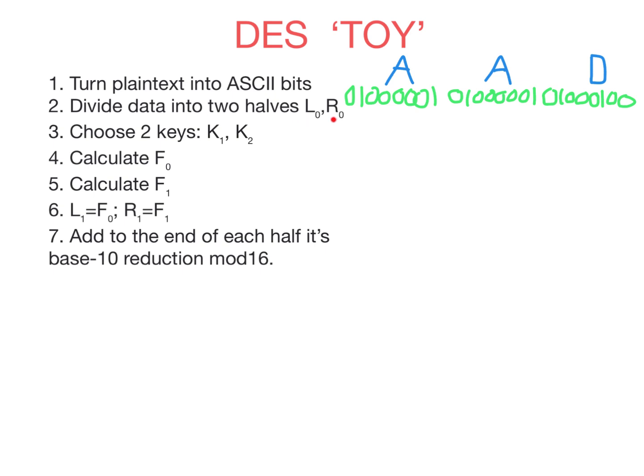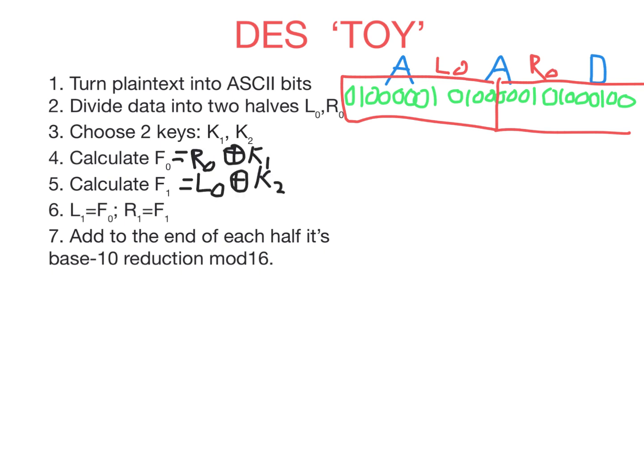The second step in the algorithm is we divide it into two halves. I've called them L0 for left and R0 for right. So this has 3 times 8, 24 bits. So we're going to divide it in half here. So this here will be the left half, L0, and then of course this will be the right half. So step 2 is done.